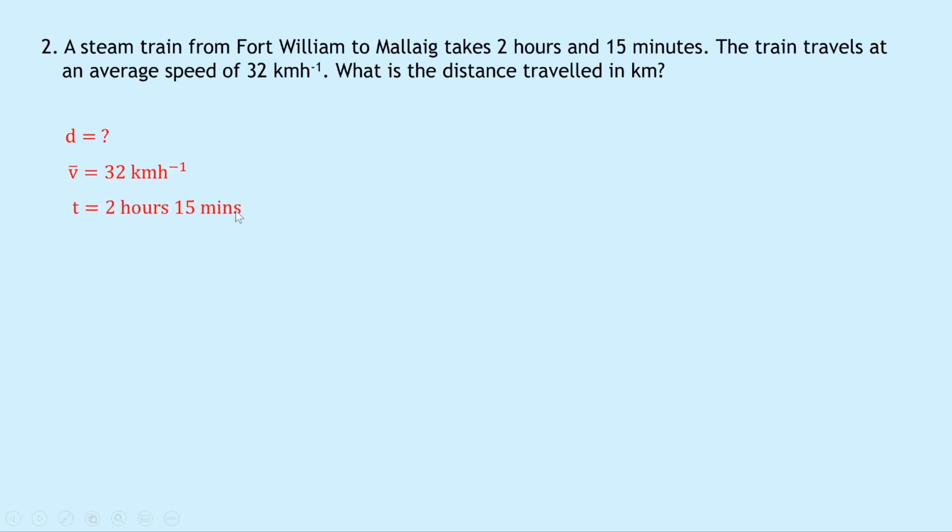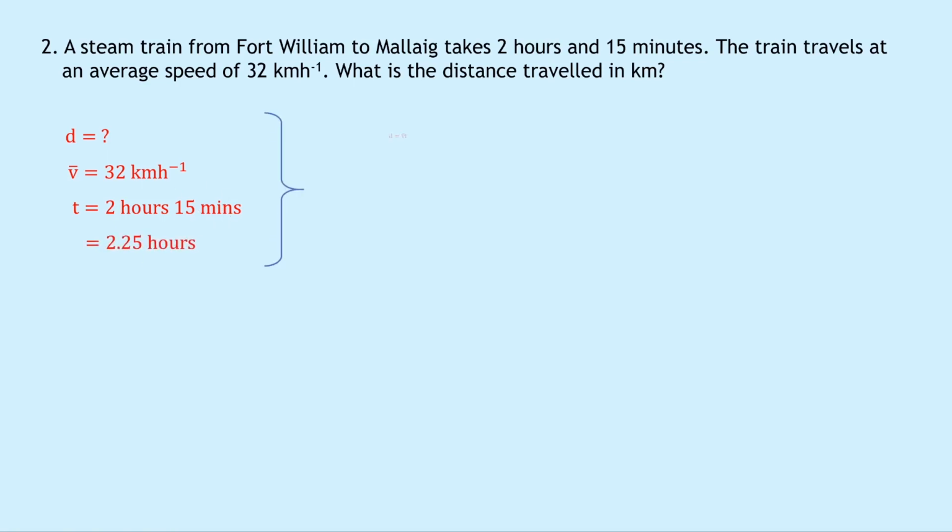Now, because we're using two different quantities of time here, it's easier just to put it into one. So we want to use hours because we're using a speed with kilometers per hour. So we need to write 2 hours 15 minutes in hours. So you should be thinking that 15 minutes is a quarter of an hour. So that's going to give us 2.25 hours.